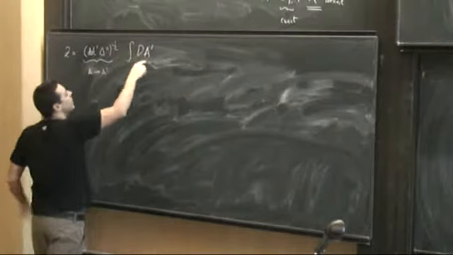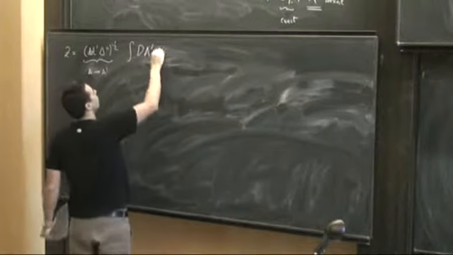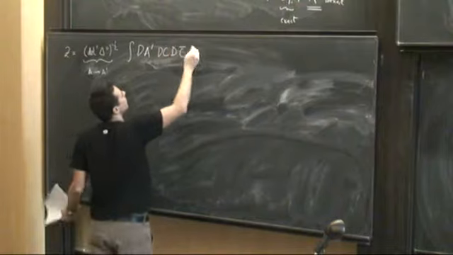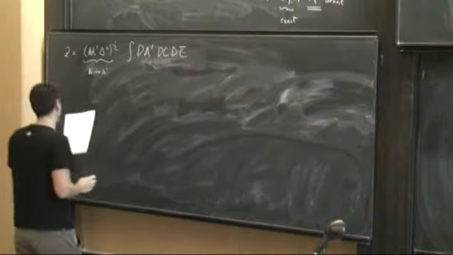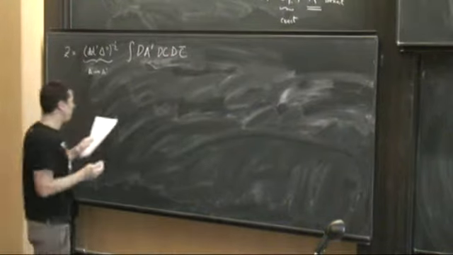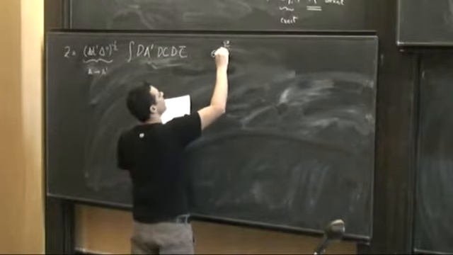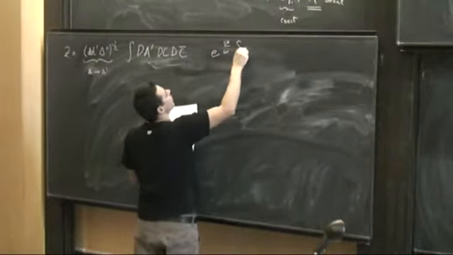Then you will get an integral of A prime. You will get an integral of the ghost fields. And then you will get an integral over the rest of the fields here. So this comes from this Jacobian factor, and then you have this guy here. Okay, so that I got before.